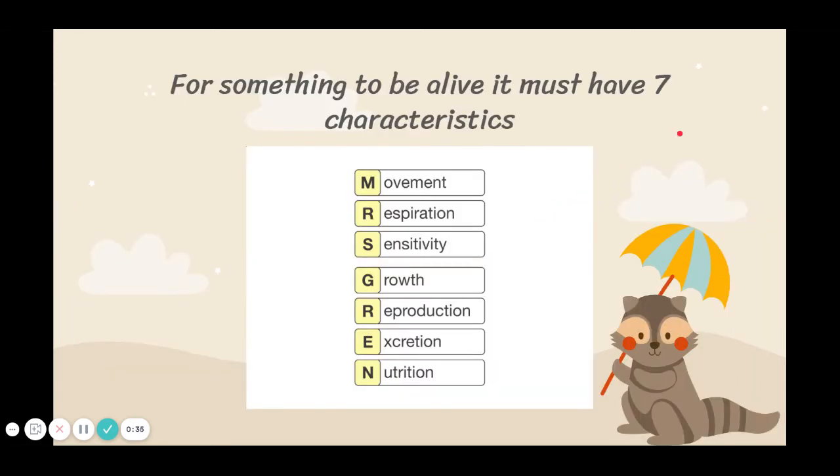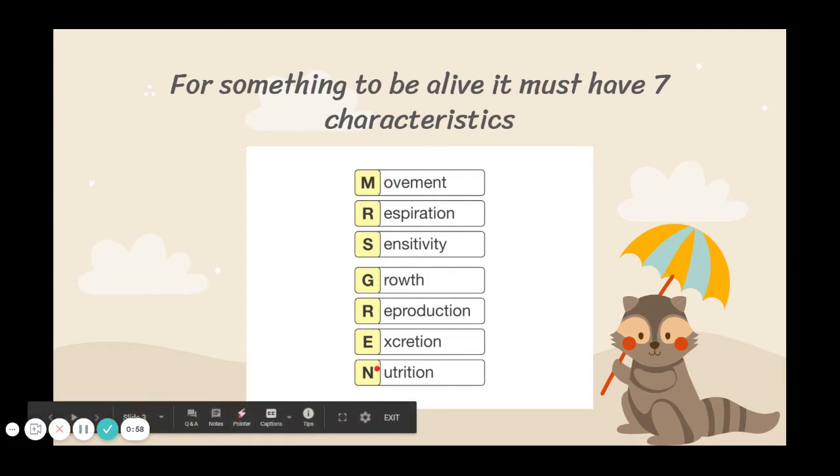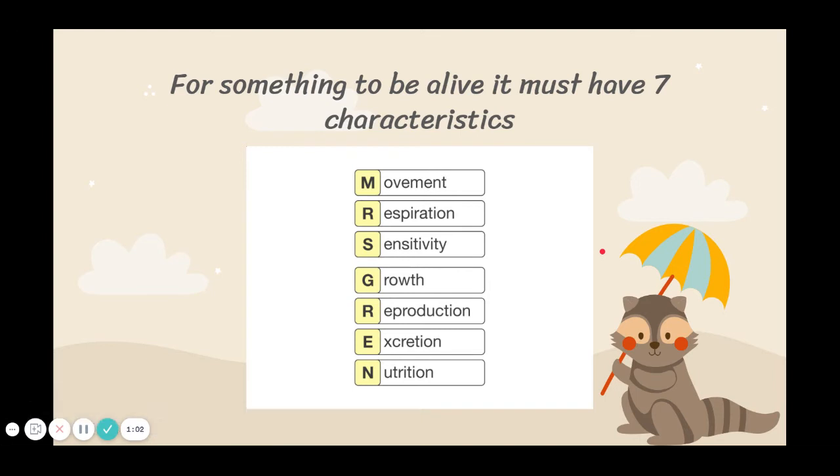What am I talking about when I say Mrs Gren? Well, for something to be alive, it must have 7 characteristics. So 7 things must be true for it to be alive. And we're going to have a look at those now. The reason we call it Mrs Gren is because if you put all the 7 words together, the first letters of those words spell Mrs Gren. So it's a mnemonic to help us remember these words.